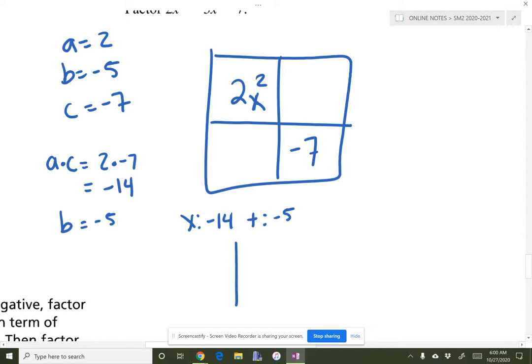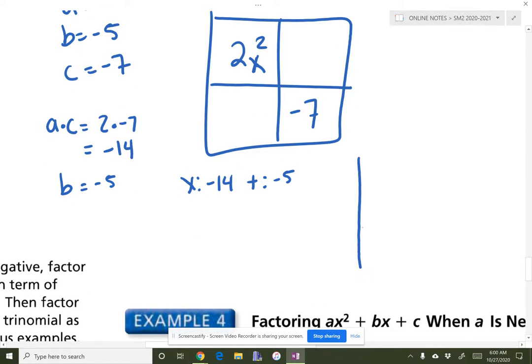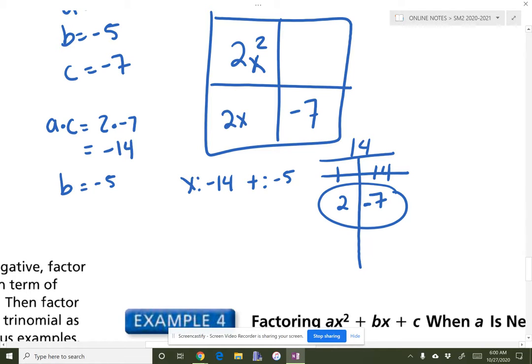So I'm going to make my list of 14. I know it's going to be negative, but -14 and 14 have the same factors. So for 14, I go through 1 and 14 and 2 and 7. Okay, well, I need to get -5. I'm not going to get there with 1 and 14, but 2 minus 7 is -5, and 2 times -7 equals -14. So those are my numbers. So I take those two numbers and add an X to them and put them in my boxes.